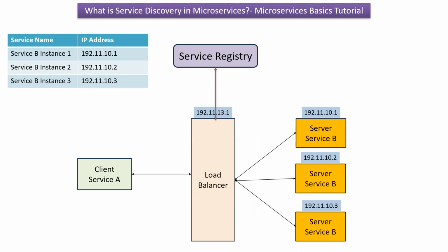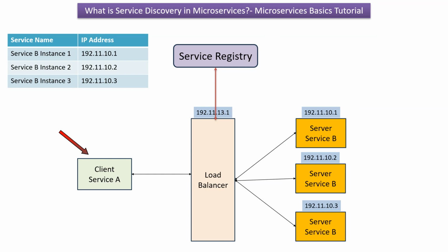In the service discovery pattern, the important component is the service registry. Here you can see there are three instances of service B, and the service registry stores the corresponding IP address for each instance. For service B instance 1, what is the IP address; for instance 2, what is the IP address; for instance 3, what is the IP address. This information is stored in the service registry.